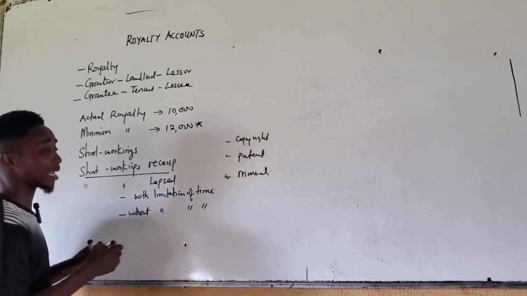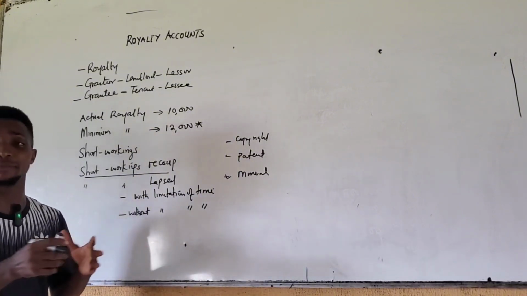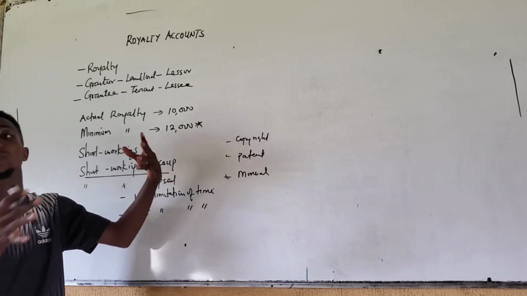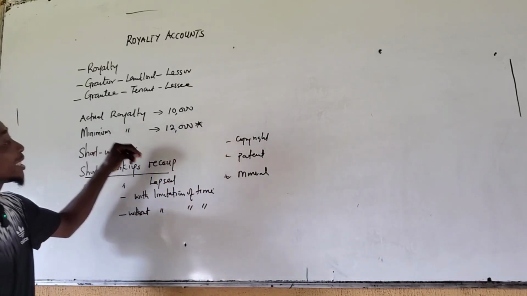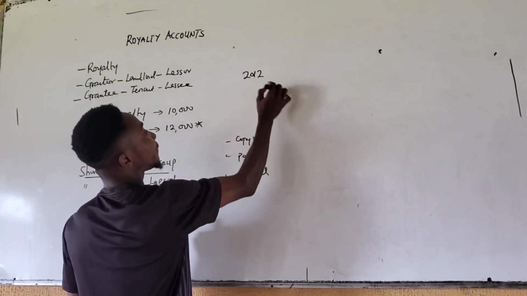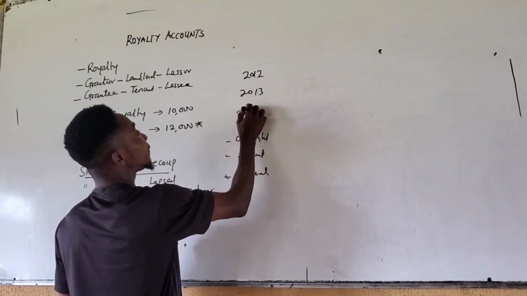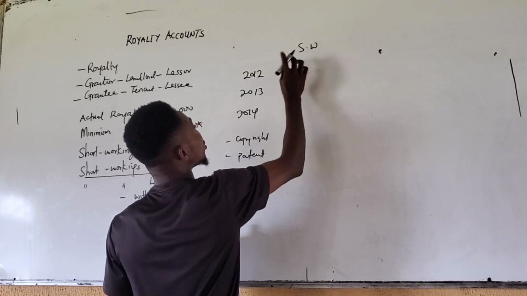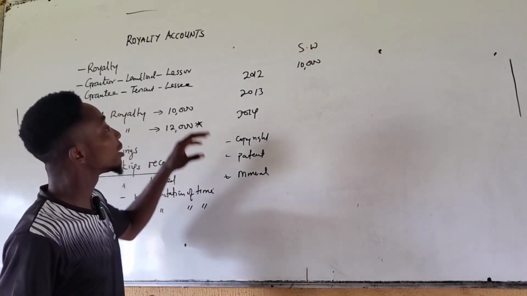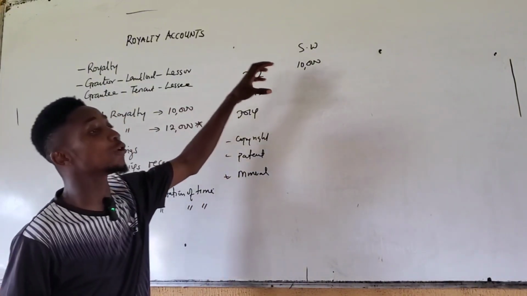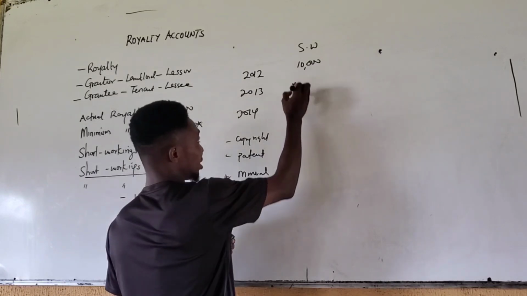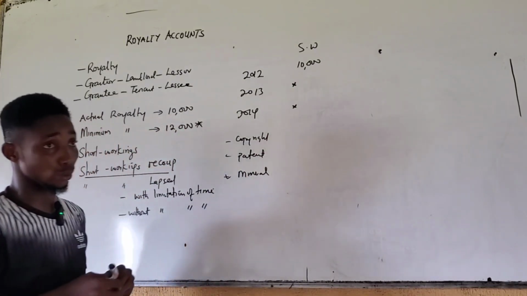If it is with limitation of time, they may give an instruction or an agreement that short workings should be recovered within 2 years of occurrence. Let's say they have short workings in 2012, 2013, 2014. Let's say short workings in 2012 is 10,000, and the agreement stipulated that short workings can only be recovered 2 years after it occurs. So if they cannot recover the short workings in 2013 and 2014, it is deemed to be what? Lapse.